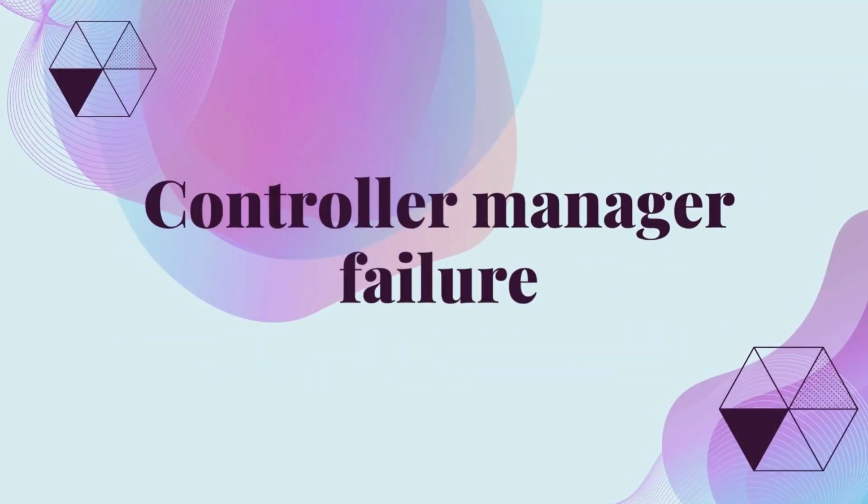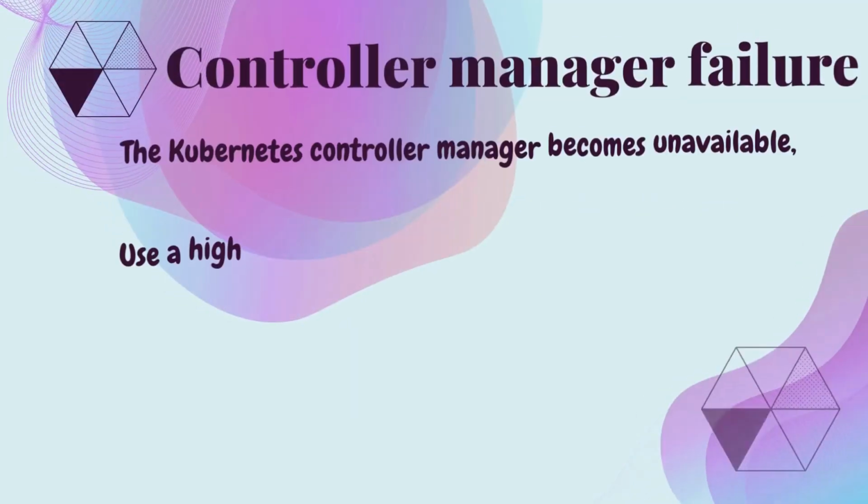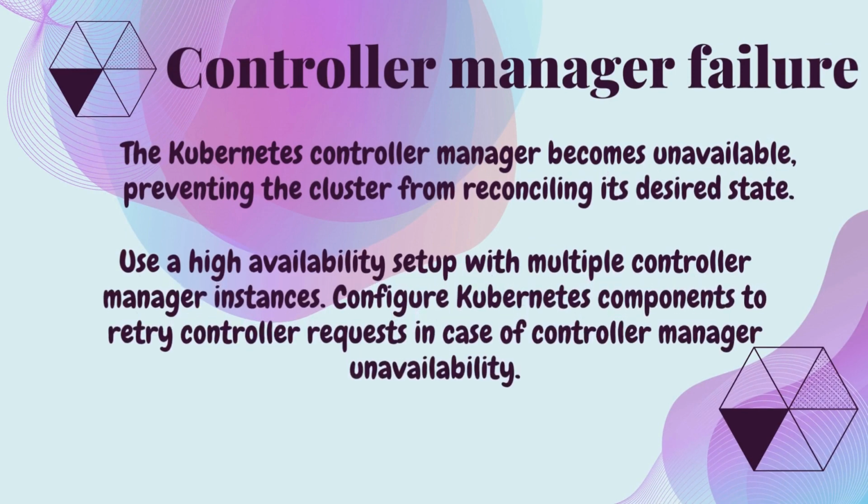Okay, controller manager failure. The controller is also an important component in Kubernetes. If the controller manager becomes unavailable, it prevents the cluster from reconciling to the desired state. So basically, it keeps the state, whether this pod has to be running. If it is down, the controller will come and kick off the replica. It will restart it. So this is the importance of the Kubernetes controller. We have to use a high availability setup with multiple controller manager instances. You have to configure the Kubernetes component to retry controller requests in case the controller becomes unavailable.